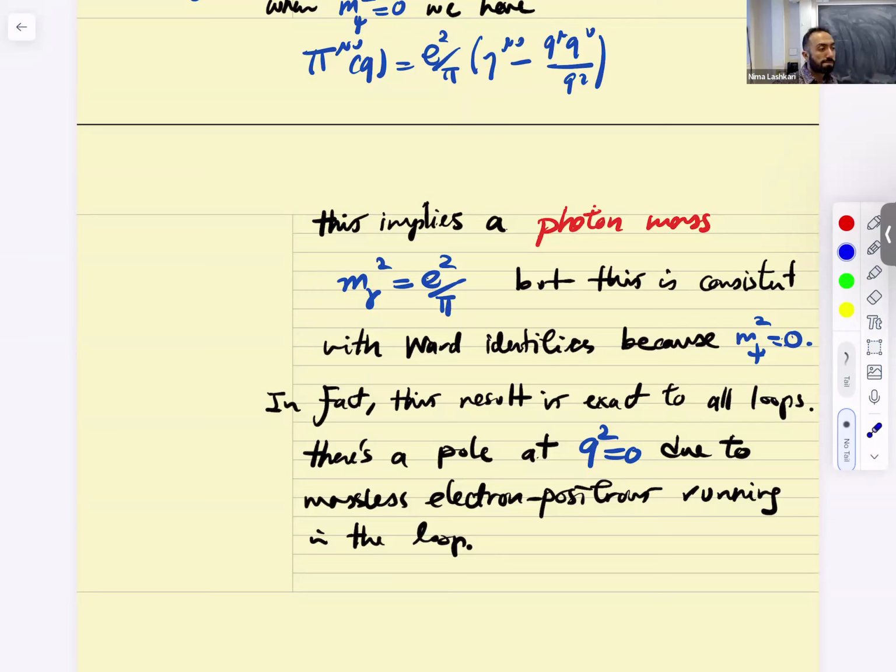Aren't we calculating the one connection? The one loop, yeah.